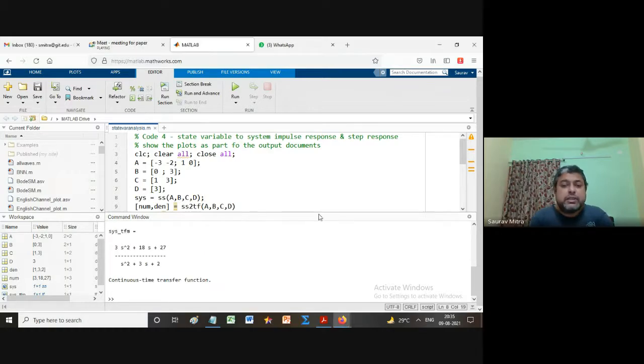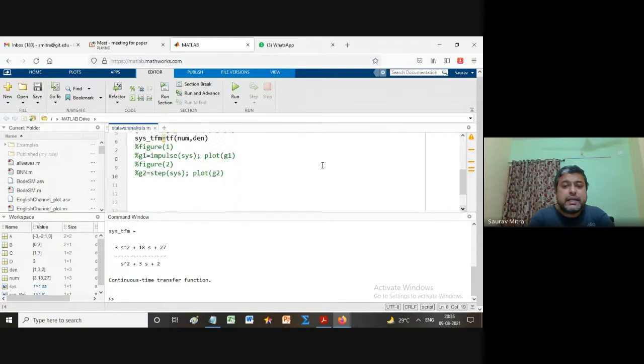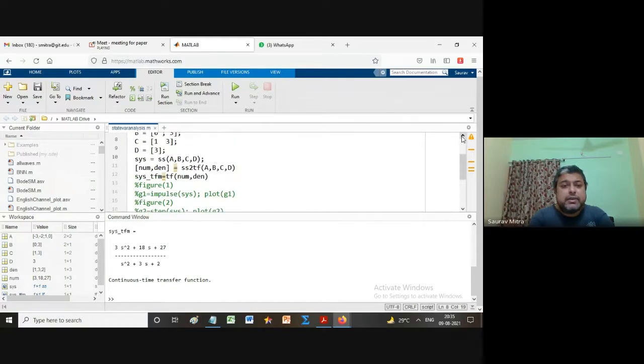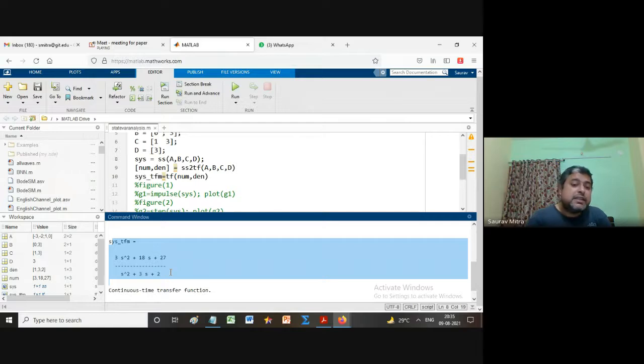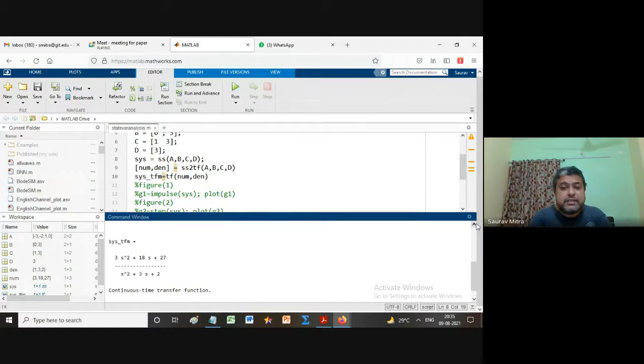Now you have found num and den, and after that you are finding sys underscore tfm. So sys underscore tfm gives you this. Otherwise it was only num and den, because we are habituated to seeing the transfer function in the s domain. Initially in num and den it was written as 3, 18 and 27, and the denominator is 1, 3 and 2. So this sys underscore tfm is converting this numerator and denominator into the s domain. Now we have the transfer function.